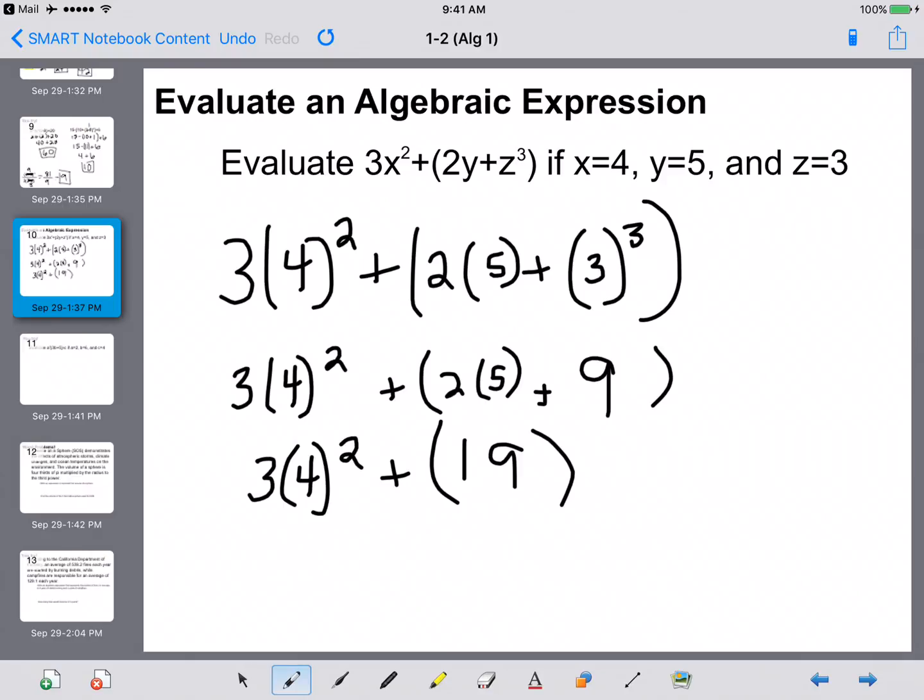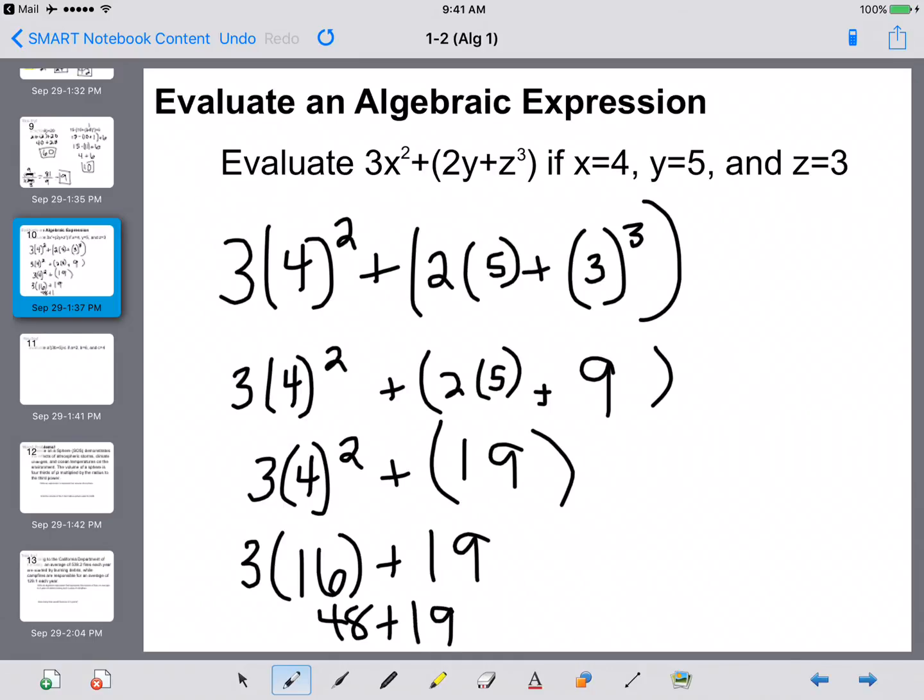Now we're done with our parentheses. It's all solved in there. We have 3 times 4 squared. I need to make sure I'm following PEMDAS here and doing that exponent first. So all I'm doing is taking 4 squared. So 4 times 4 is 16, plus 19. Then I'm taking 3 times 16, which is 48, plus 19, to get us 67. So really making sure I'm breaking this down, taking my time and doing my steps correctly.